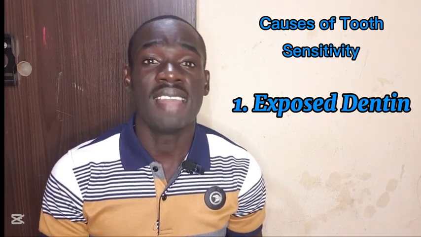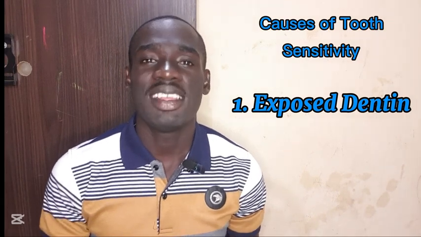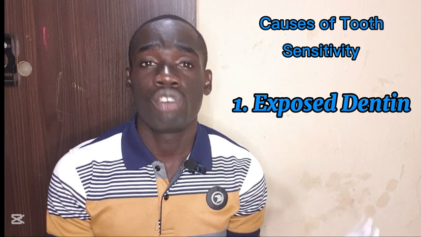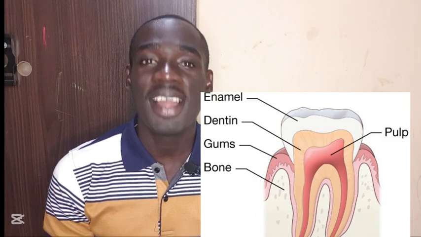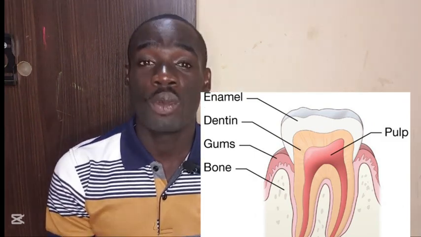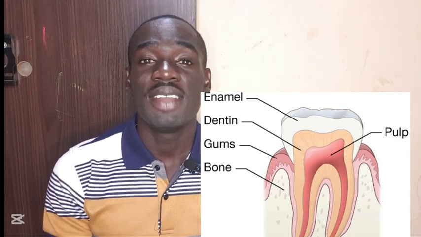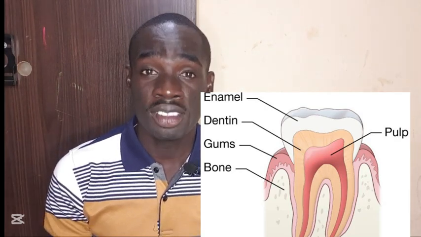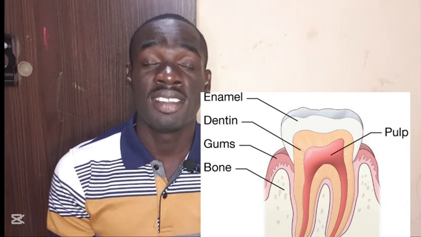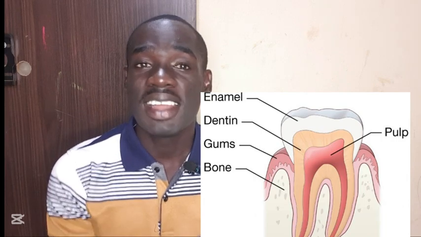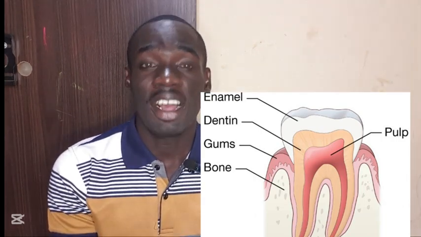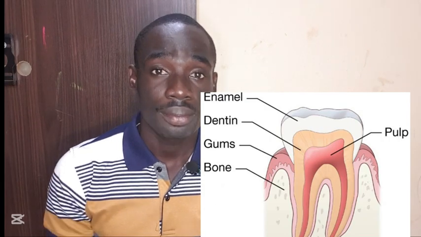Now, the first cause of tooth sensitivity is when the dentin is exposed. Now, what is this dentin? Normally in the structure of the teeth we have three layers. We have the enamel, we have the dentin, and then we have the pulp. The enamel is the outer covering of the teeth. The enamel is the white part of the teeth that you and I can see from the outside. And then after the enamel we have the dentin, and then after the dentin we have the pulp.